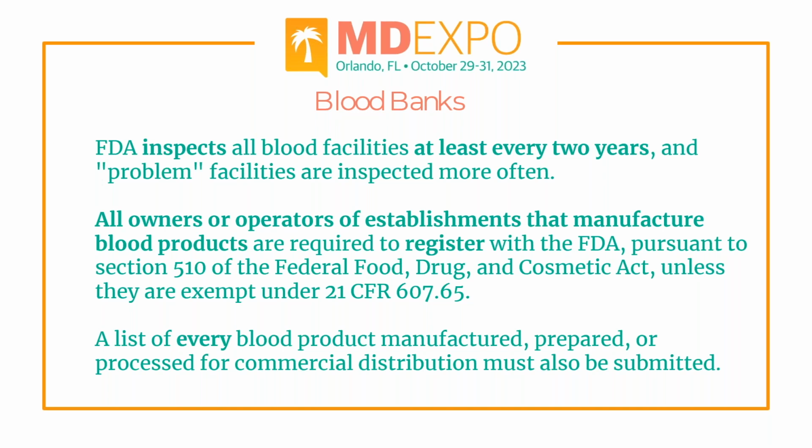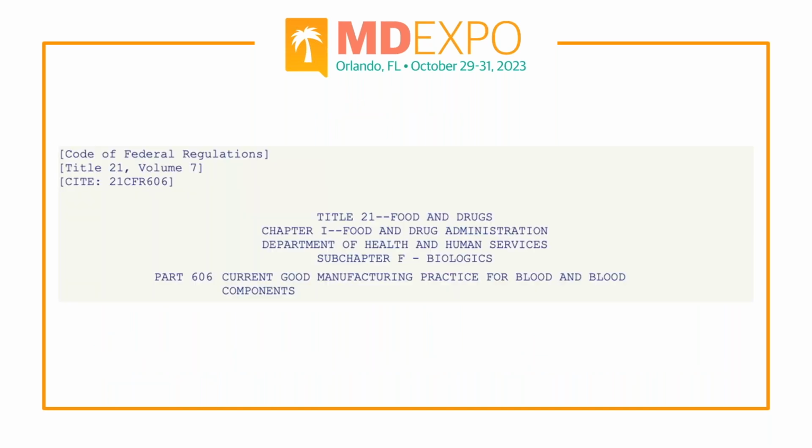607.65, says all owners or operators of establishments that manufacture blood products are required to register with the FDA pursuant to this. A list of every blood product manufactured, prepared, or processed for commercial distribution must also be submitted. So how does it affect us? Actually, this regulation, Title 21, section 606, pertains.